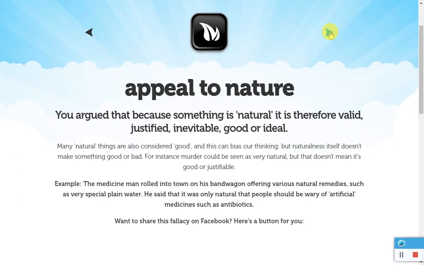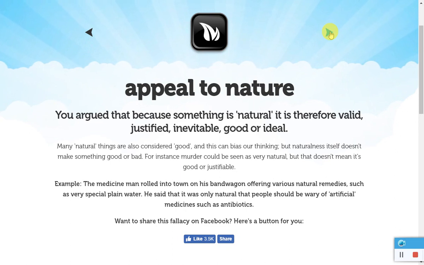21. Appeal to nature. You argued that because something is natural it is therefore valid, justified, inevitable, good or ideal. Many natural things are also considered good, and this can bias our thinking, but naturalness itself doesn't make something good or bad. For instance, murder could be seen as very natural, but that doesn't mean it's good or justifiable. Example: the medicine man rolled into town on his bandwagon offering various natural remedies, such as very special plain water. He said that it was only natural that people should be wary of artificial medicines such as antibiotics.